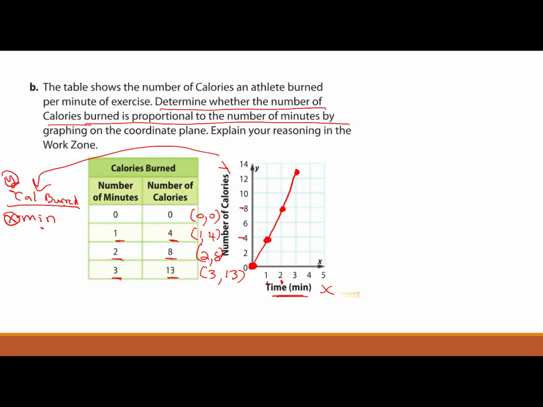Okay. It might look straight, but this is not a straight line. If it was, notice here, we're going to go up 2 and over 1. Up 2 and over 1. If we go up 2 and over 1, our point should be here, but it's not. It's right here. This is not proportional. Not proportional.